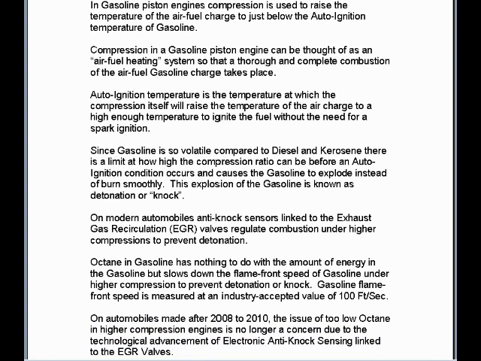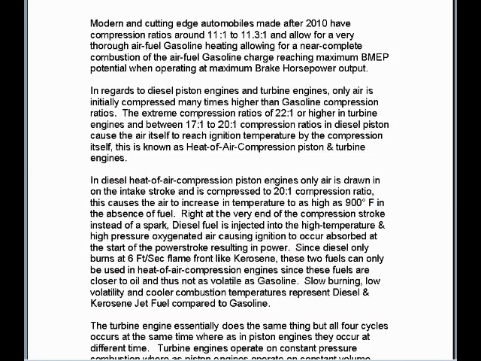On automobiles made after 2008 to 2010, the issue of too low octane and higher compression engines is no longer a concern due to the technological advancement of electronic anti-knock sensing linked to the EGR valves. Modern and cutting-edge automobiles made after 2010 have compression ratios around 11 to 1 to 11.3 to 1 and allow for very thorough air-fuel gasoline heating to occur, allowing for near complete combustion of the air-fuel gasoline charge, allowing a maximum potential BMEP to be reached when operating at maximum brake horsepower output.